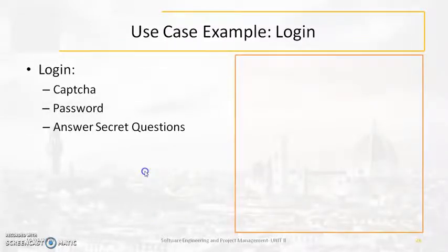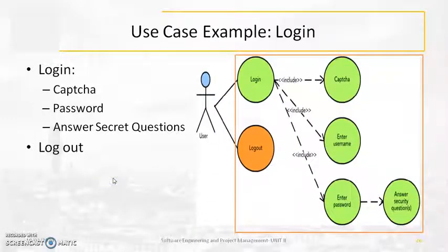This is an example of a use case diagram of a login and logout system. The user is one of the actors. These are the use cases. Login and logout, for which the user is responsible. This is connected with an association relationship. This use case is connected with the CAPTCHA.